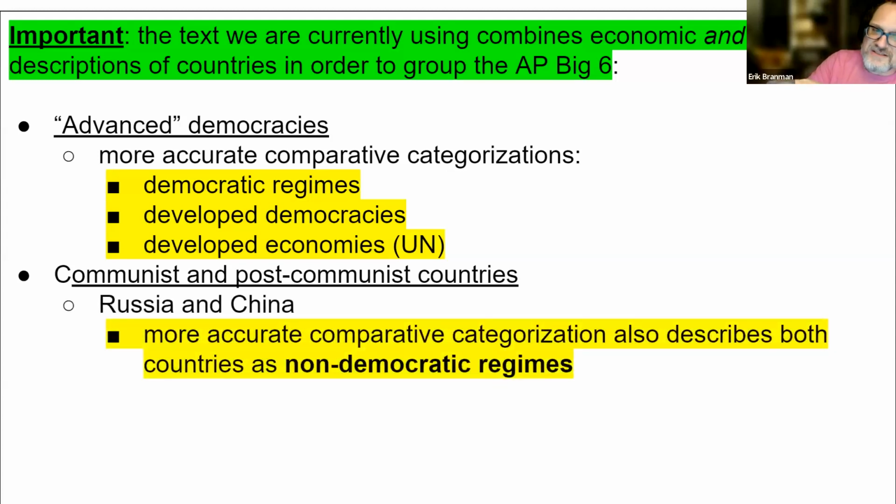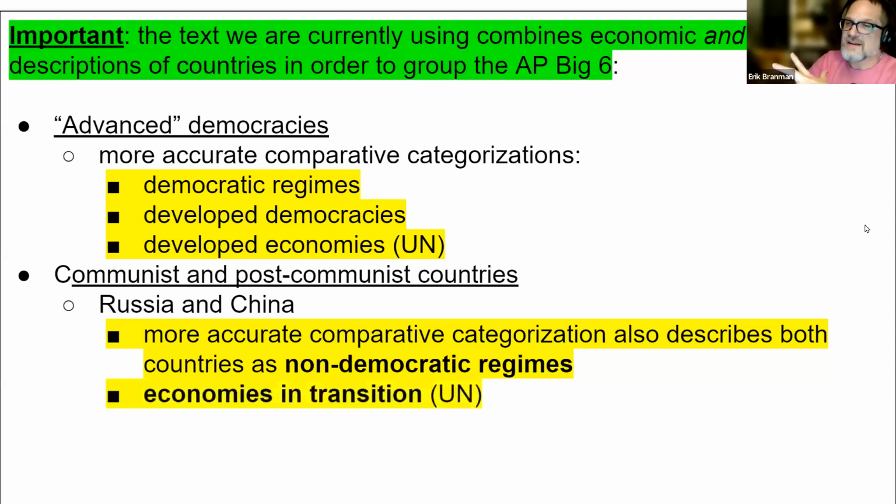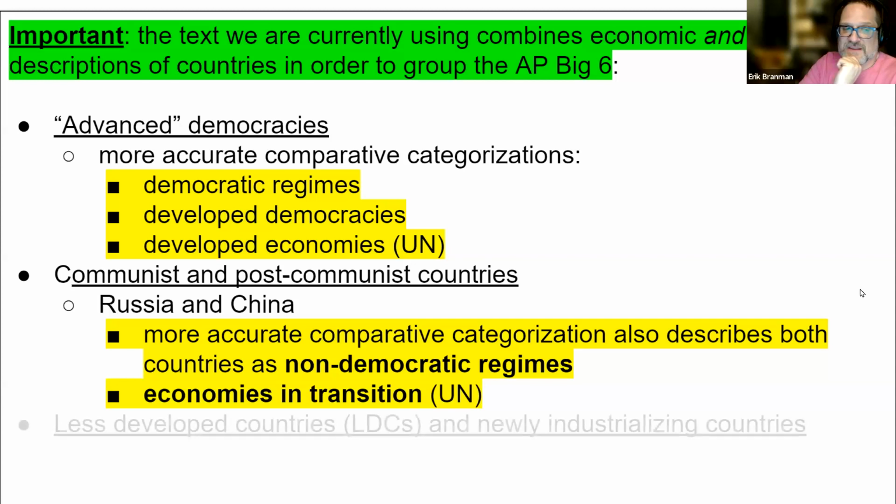A more accurate categorization that describes this would be countries that are non-democratic regimes. Again, we'll go into this a little bit more. Just want to introduce you to it now. Also, this is where the concept of economies in transition, communist and post-communist countries, Russia and China, those are countries that are in transition.